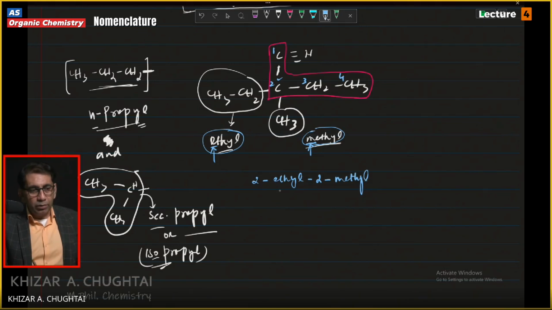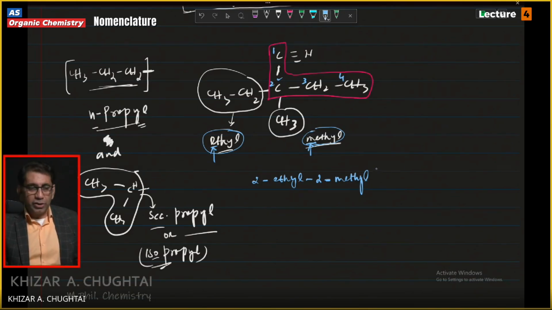So that is all about the branches. The name of the branches is completed: 2-ethyl-2-methyl. Whenever you write a number between alphabets, these are separated by hyphens. Before or after, whenever you report any number and alphabets together, these hyphens or dash lines are used. There is no alphabet in between here, so I did not use any hyphen or line. 2-ethyl-2-methyl.